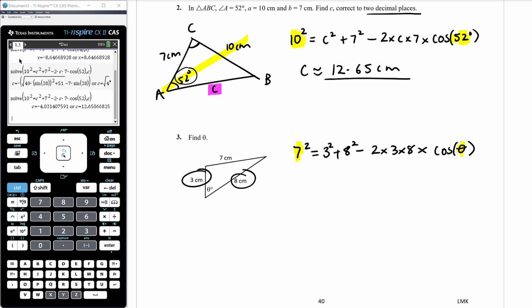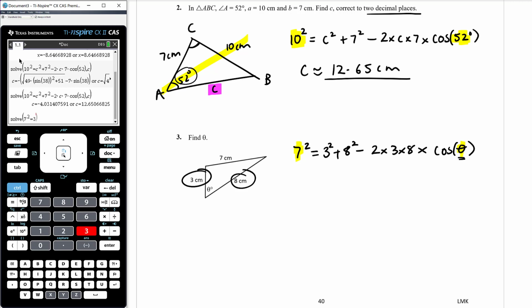Alright, we get our CAS to solve for theta, and we're going to find we have the same problem we saw in the previous video with the sine rule. So if I solve this, 7 squared equals 3 squared plus 8 squared minus 2 times 3 times 8 times cos of an unknown angle. Just use x. Finding a Greek letter is more complicated than it needs to be. Solving for x, comma x.